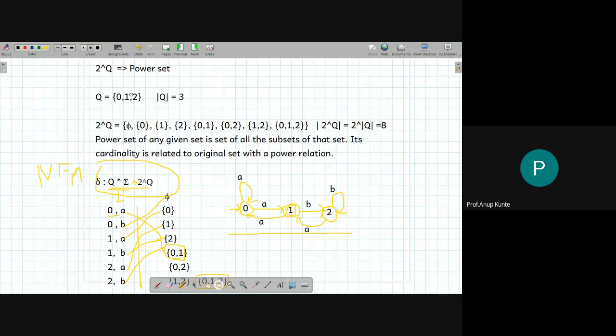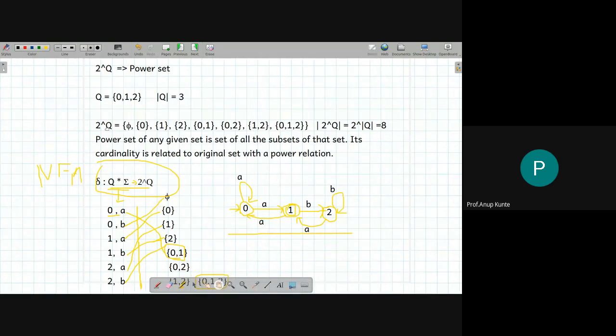So for 0, 1 and 2, के subsets कौन-कौन से हैं? Phi is a subset of the set. The original set is also a subset of the set. All the sets having some of the elements from the original set are subsets. So 0, 1, 2 length 1 के subsets हैं. 0 1, 0 2, 1 2 length 2 वाले subsets हैं.